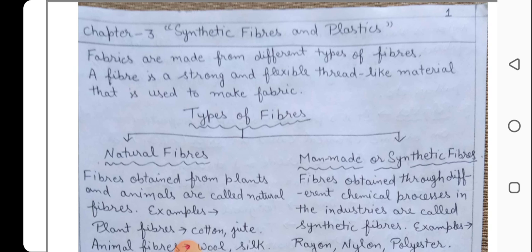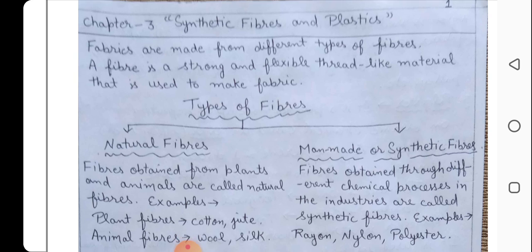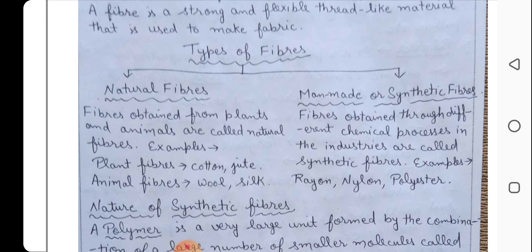Types of fibers. Fibers are of two types: natural fibers and man-made or synthetic fibers. Fibers obtained from plants and animals are called natural fibers. Example: plant fibers, cotton and jute; animal fibers, wool and silk. Man-made or synthetic fiber: fibers obtained through different chemical processes in industries are called synthetic fibers. Example: nylon, rayon and polyester.